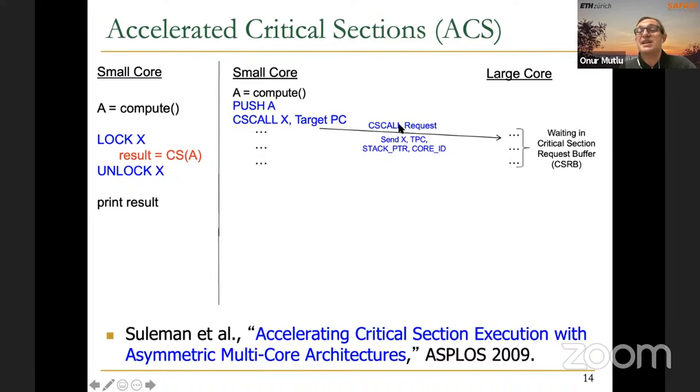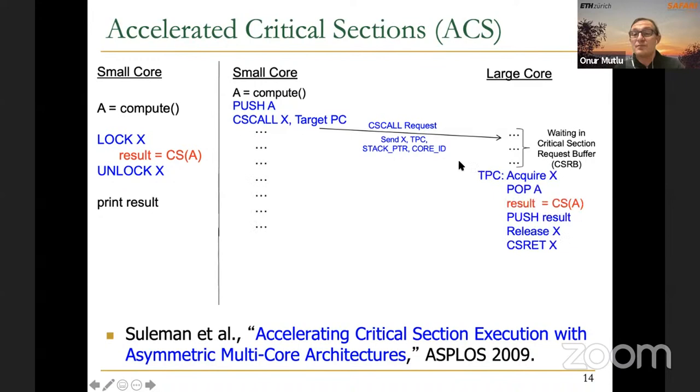So this critical section call request gets sent over the interconnect. The interconnect needs to carry a message saying send the X, target PC, the stack pointer that the small core has, and the core ID so that you can return the critical section done signal. And then this request gets queued in the large core. It starts waiting in the critical section request buffer. And at some point, when it becomes the oldest entry in the critical section request buffer, the large core takes that entry, which includes this information that was sent, and basically starts executing with the program counter at target PC, which is the beginning of the critical section.